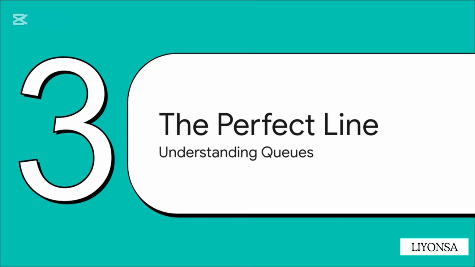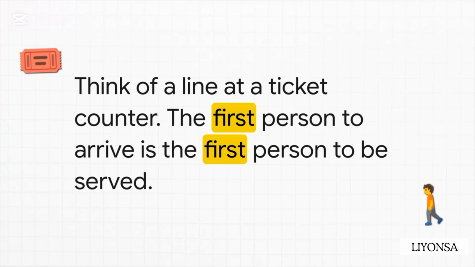Okay, so that's a stack. Pretty cool, right? But what if the rule wasn't last in, first out? What if you needed a system that was a bit more fair? So let's switch analogies for a second. Let's see how a different rule creates a whole different kind of order. Forget the pile of plates. Instead, picture a line, a queue for concert tickets.